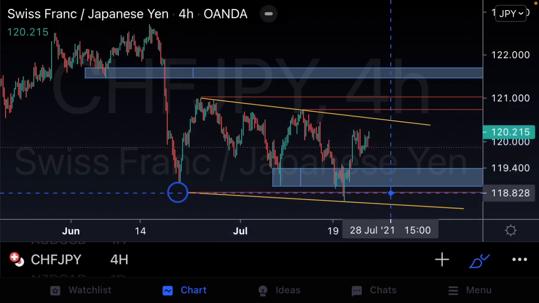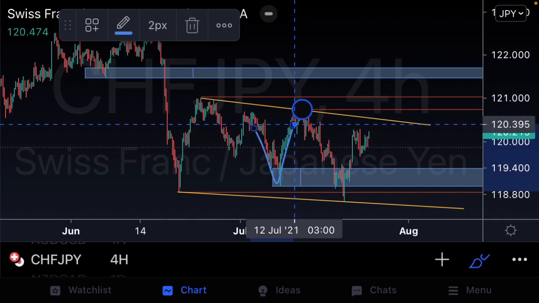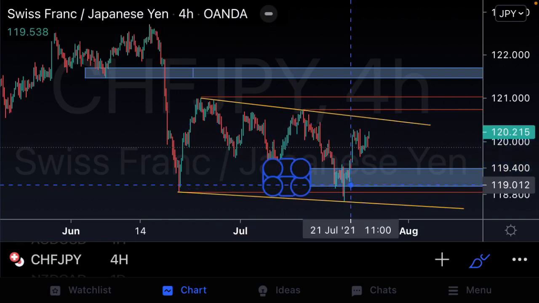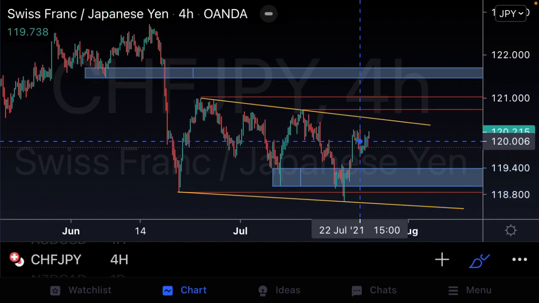What we've seen within this descending structure is support structures being taken out once, prices breaking back above, support structures being taken out a second time, prices breaking back above. Now, amazing for those buying opportunities.